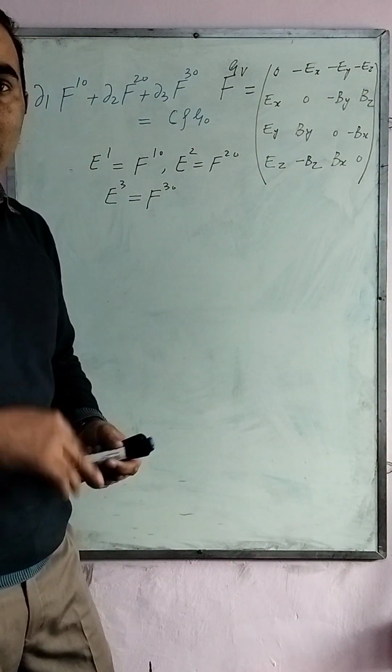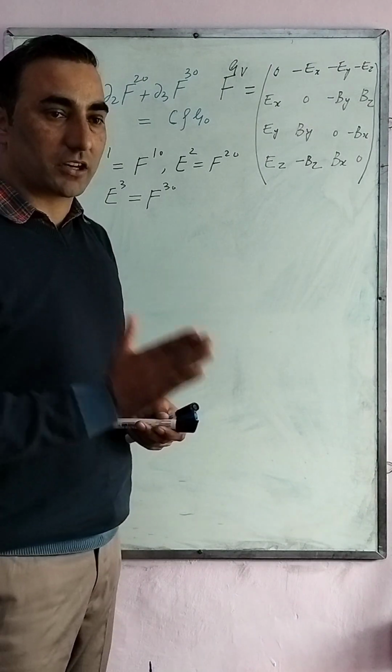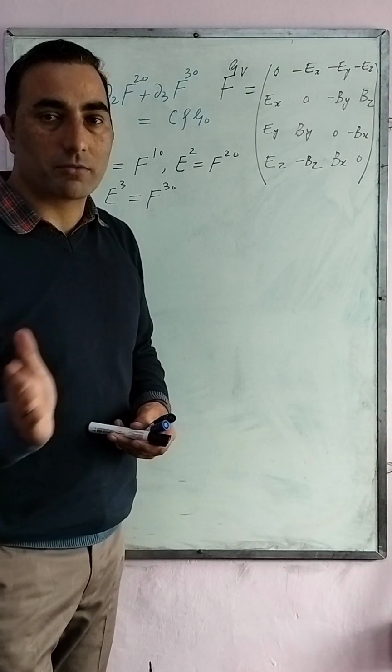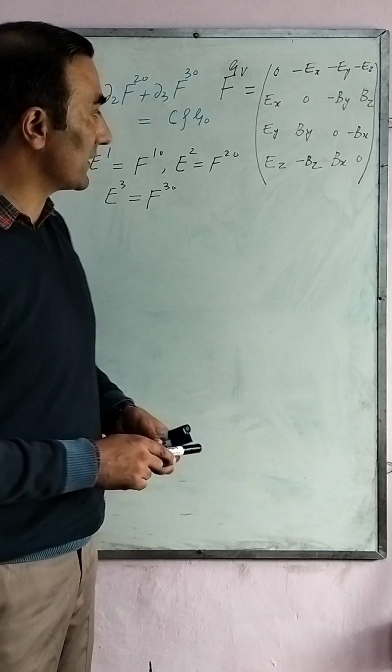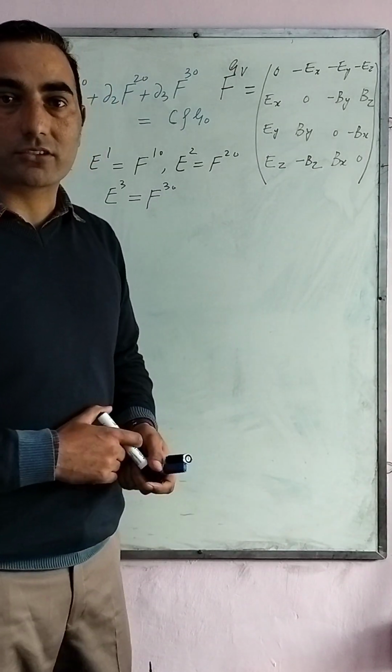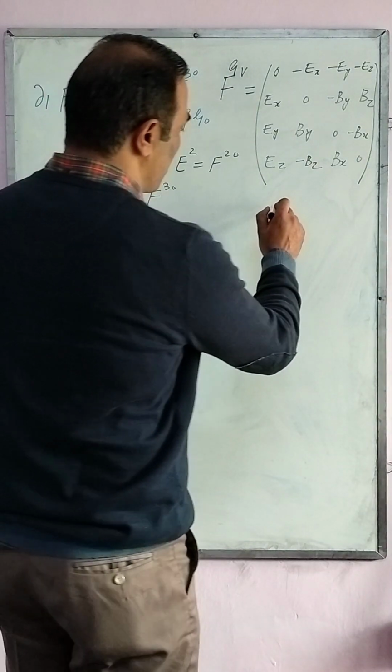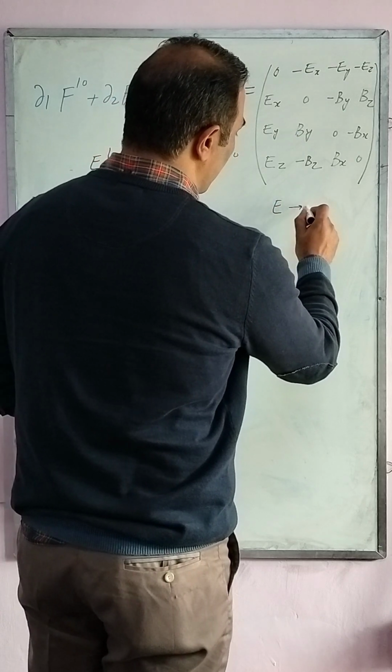So that means only this electric field changes sign under the transformation when you move from one inertial frame to another inertial frame. So we can say that this electric field is called a polar vector. So E is the polar vector.